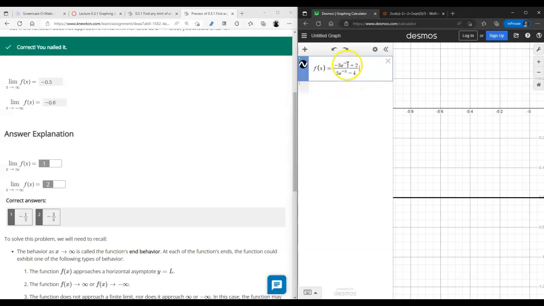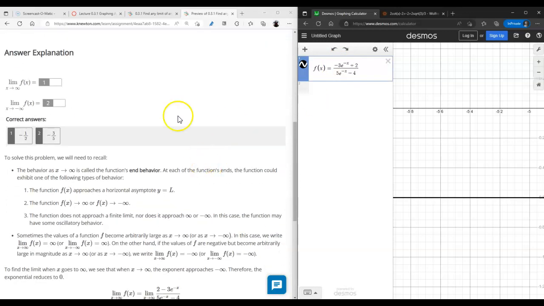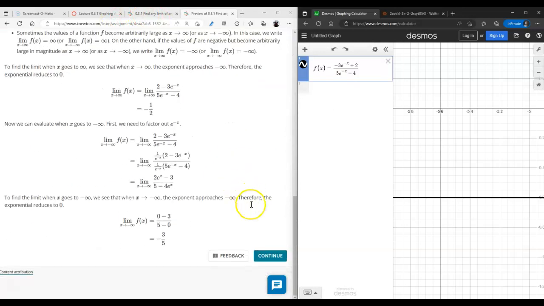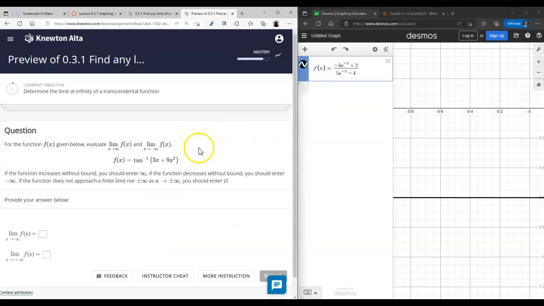However, when x goes to negative infinity, this term, in comparison to this term, will be insignificant. And then the answer will be -3/5. So that's the analytical approach, but nobody's asking you to use the analytical approach here, as we are practicing the graphing approach. Another one.